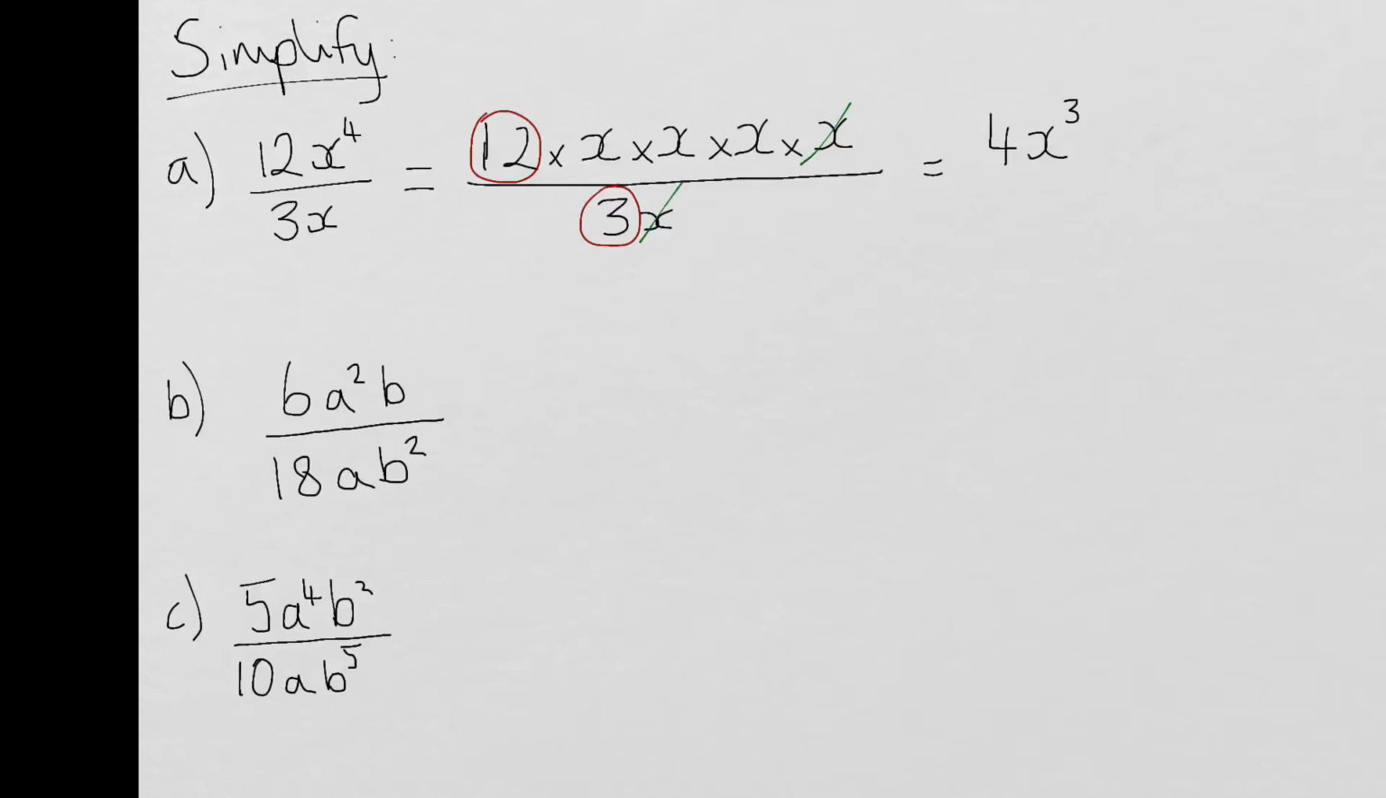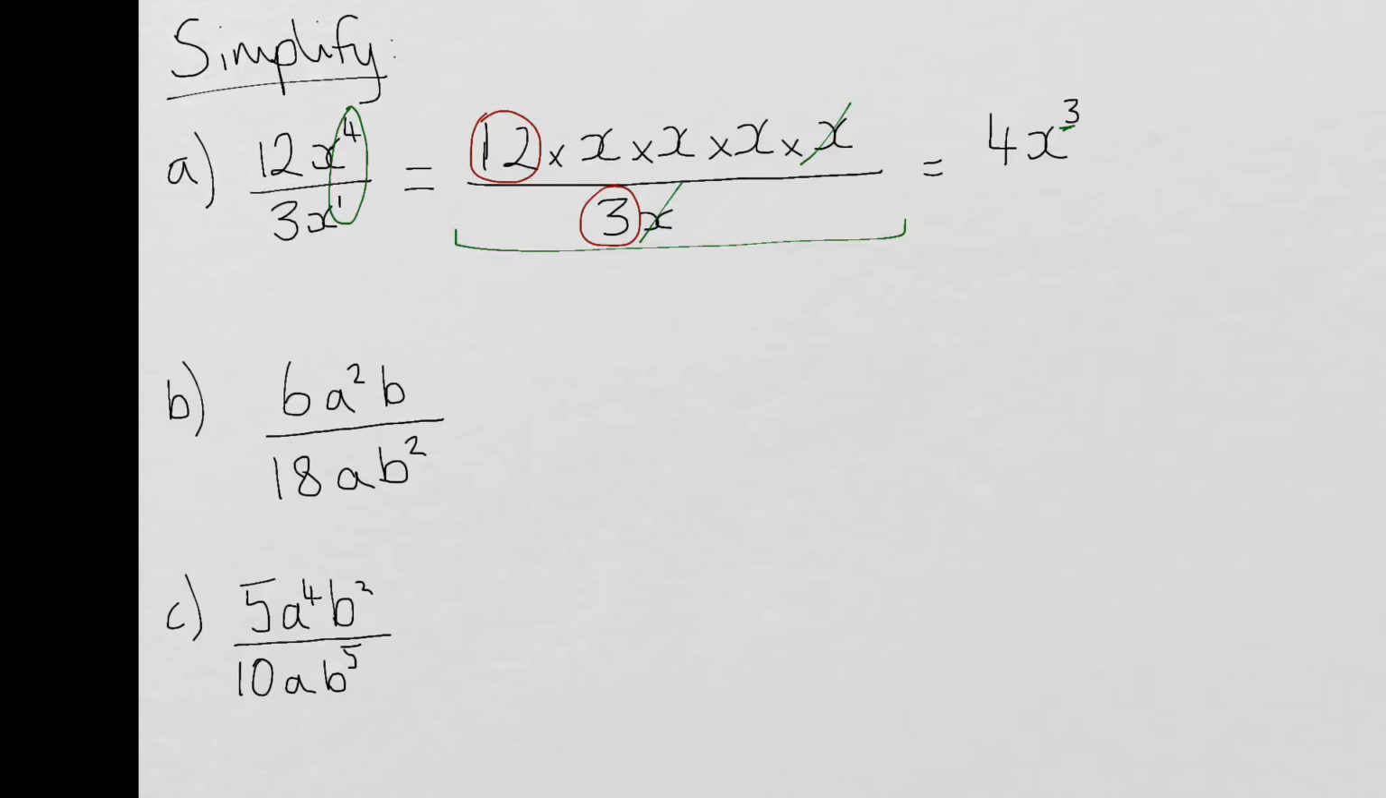Now, if you wanted to do that a little bit quicker, what you could have done is realised that if it's x to the power of 4 and then here I've got an x to the power of 1, what you can do with those powers is just subtract them. So 4 take away 1 leaves you with 3. But this middle part here is explaining why you can just subtract the powers. So let's have a look at the next example.